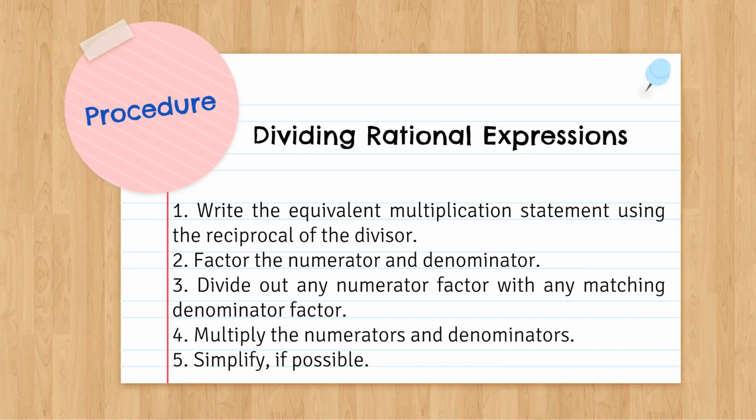So what is the actual procedure? First, as you would notice, we get the reciprocal of the divisor, and then make our division statement into a multiplication statement. Then for the second step, similar to multiplication, we factor the numerator and the denominator. And then we can cancel the common factors between the numerator and denominator. Afterwards, multiply the numerators and denominators. Then if it can still be simplified, you may simplify it.